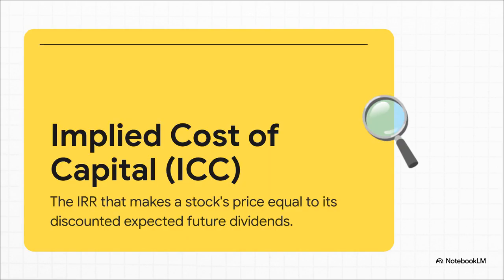And this idea of an expected return is incredibly versatile. In fact, when you apply the same logic of IRR to a company's stock, you get something called the implied cost of capital. It's just a fancy way of figuring out the return that the stock market is expecting or demanding from that company based on its current share price and what people think it'll do in the future.